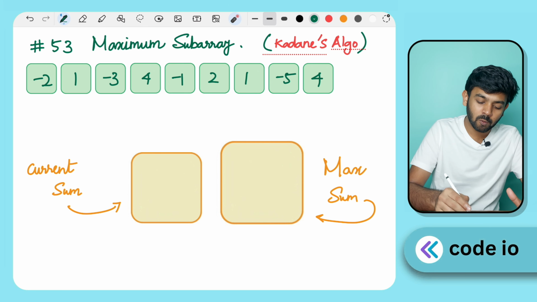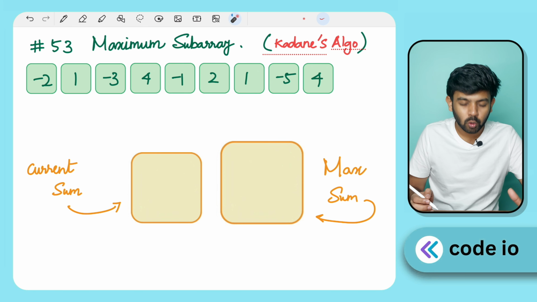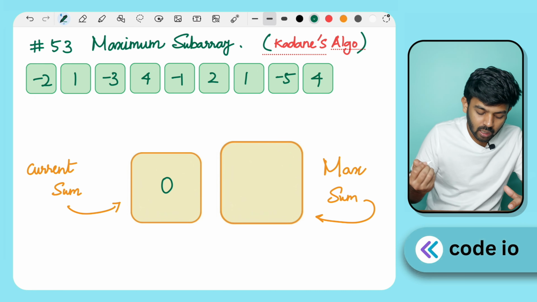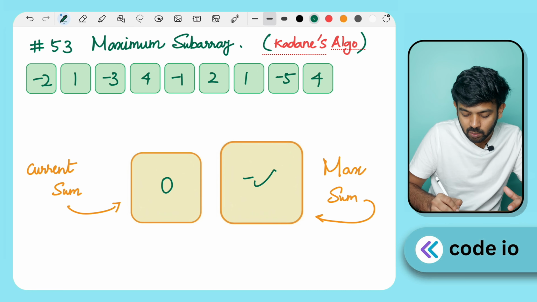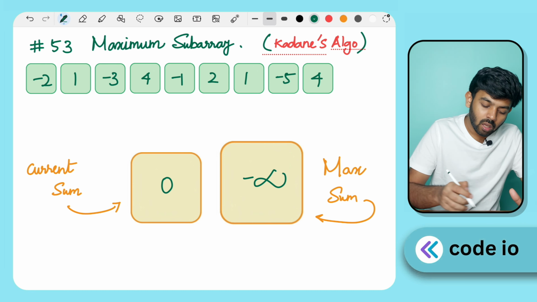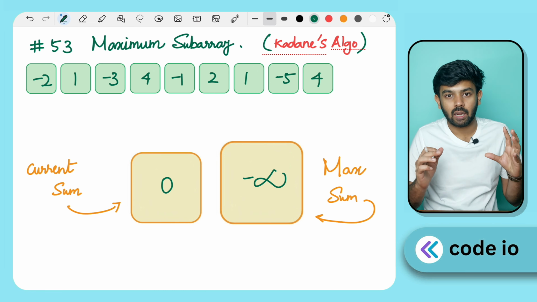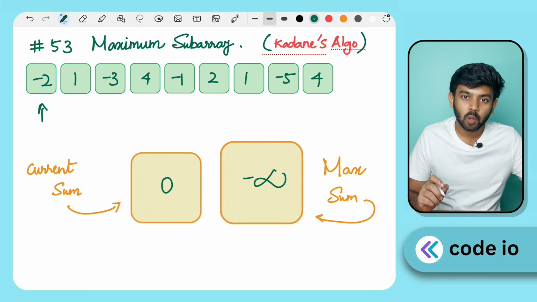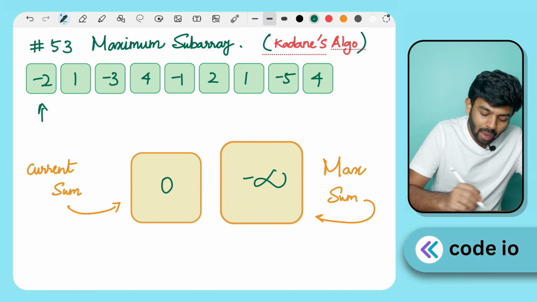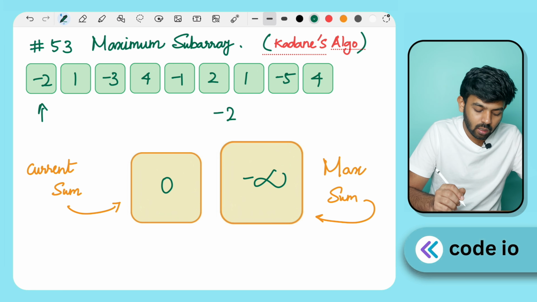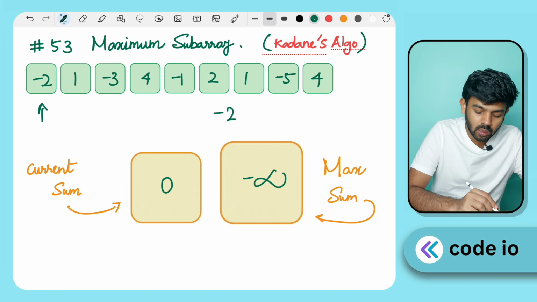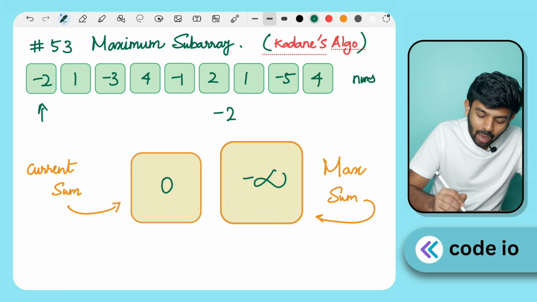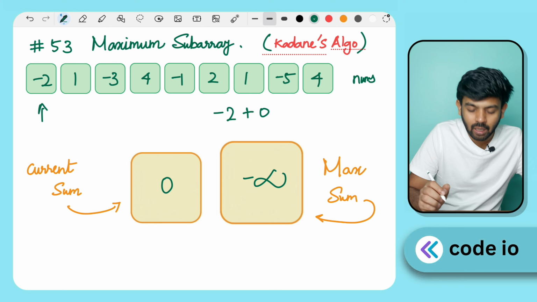What I'm going to do is have a couple of variables: current sum and max sum. The initial value of my current sum is 0, and the initial value of my max sum is going to be negative infinity. Now I'm going to traverse through the given array and do a couple of operations. Let's say this is our nums array. I'm going to add nums of i to my current sum.